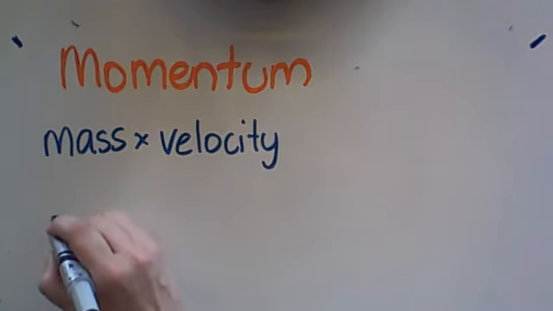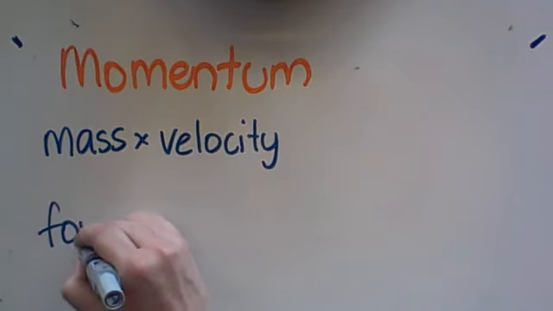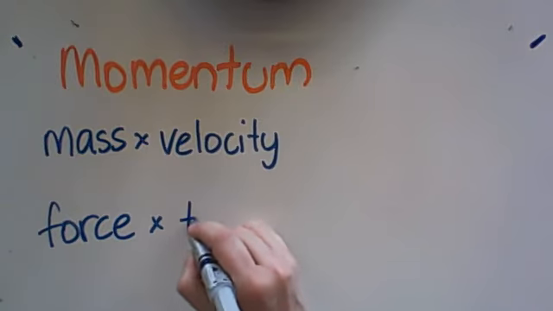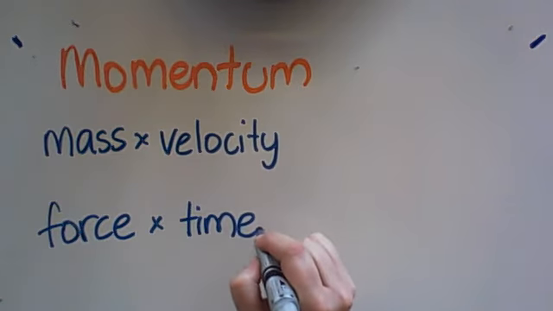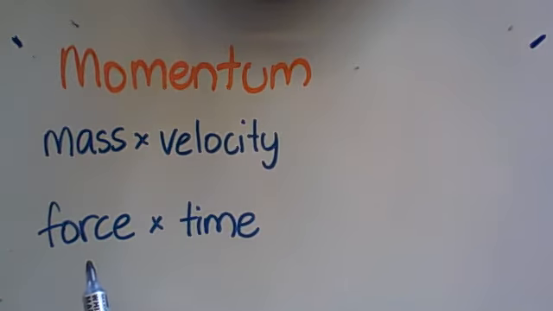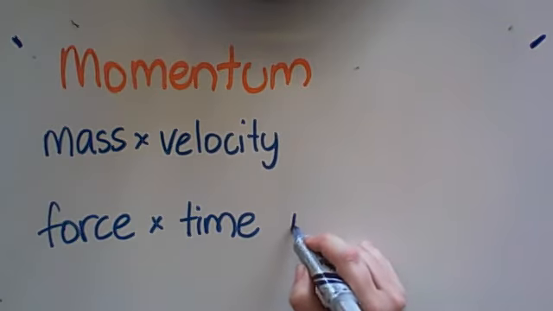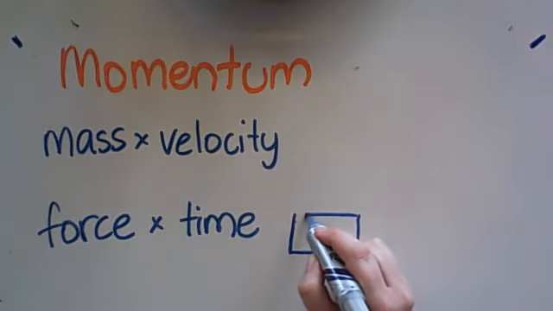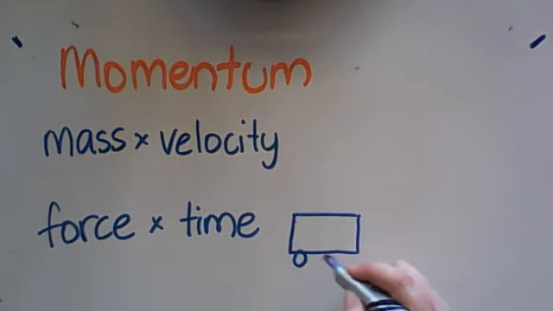I think a better way of thinking about it in terms of collisions is to think about a force times a time, okay? And I want you to think about we're starting a movement, starting something moving. Here's our car. And we want it to move forward. We want it to have momentum. So, how do we give something momentum? Well, we apply a force to it.